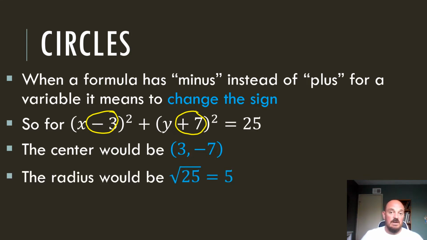Now the radius would be 5, and the reason for that is, remember, this right here is r squared in the formula. So if you have r squared equals 25 and you want to find r, you do the same thing we did with the Pythagorean theorem. You take the square root. So the radius is going to be the square root of whatever that number is on the other side of the equal sign. In this case, it would be the square root of 25 or just 5.